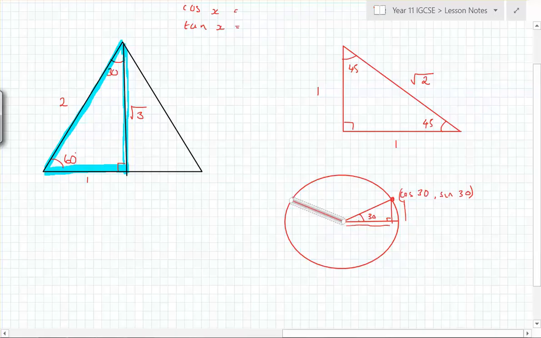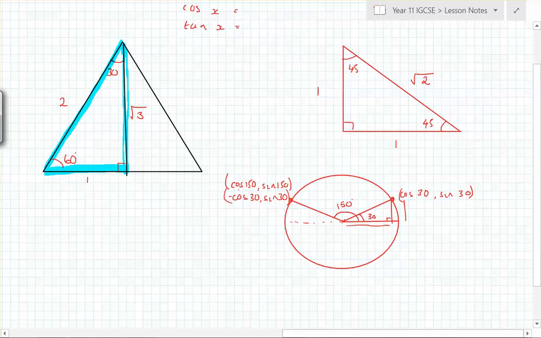But that angle is what angle? 150. Why is it 150? Because it's 180 minus 30. Yeah, because if we were to go all the way, that would be 30, but don't deal with that one. So this coordinate here would be negative cos 30 and sine of 30, or we could use cos of 150, sine 150.